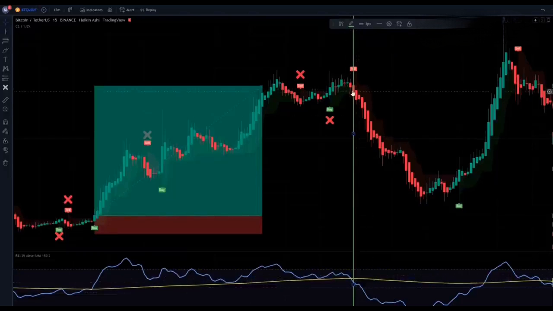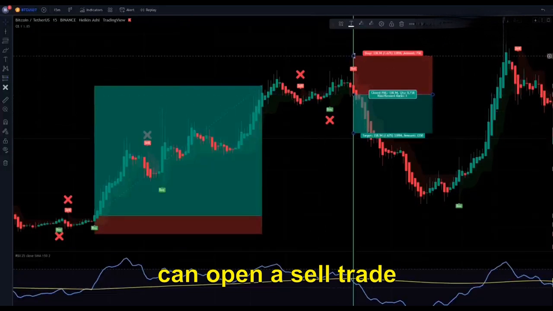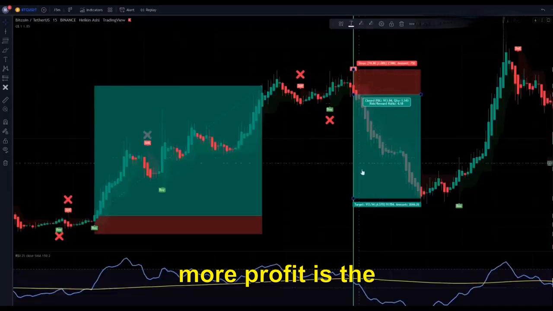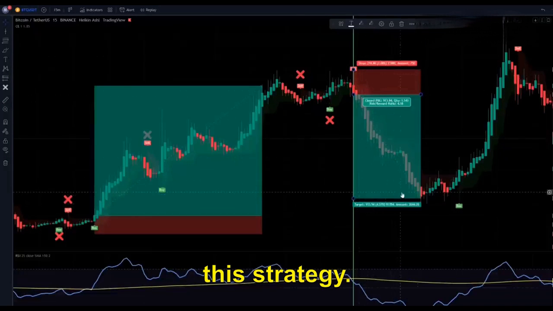See, RSI has approved the signal at the exact moment it has been given. So because the signal has so much validity, I can open a sell trade here with no worries. Smaller stop loss and more profit is the powerful advantage of this strategy.